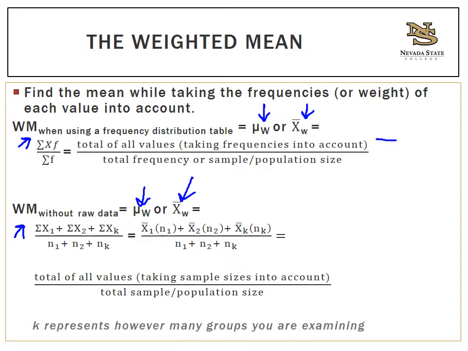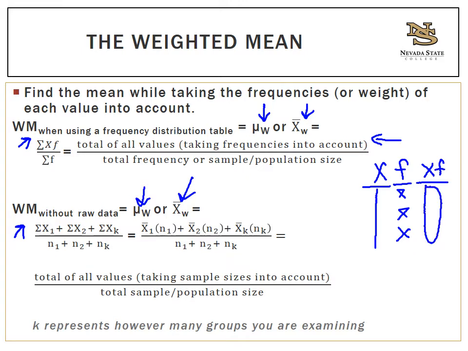So the numerator here is taking the sum of X times F. If you think about it and you're using a frequency distribution table where you have an X column and an F column, if you just add up these X values, you're going to miss out on the fact that some of these values occur more frequently than others, right? So you're not taking the frequency into account. So what you would have to do to use this formula is take each X, multiply it by F, and then you'll add those values together to get your numerator.